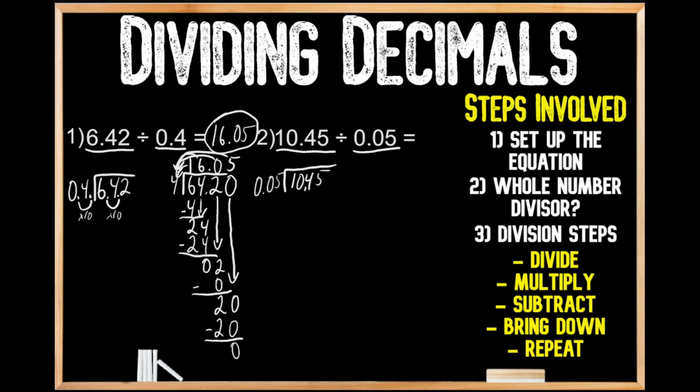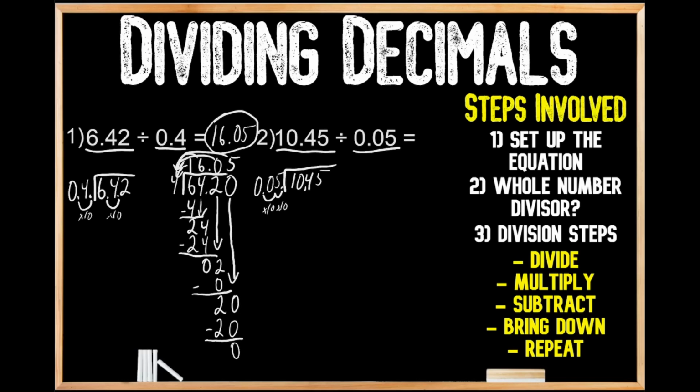And just like we had to do for our first problem, for step number 2, we need to turn our decimal into a whole number. But this time, instead of multiplying it by 10 just once, we need to multiply it by 10 twice because we need to shift the decimal place 2 places over to the right in order to convert this decimal into a whole number. So we're going to multiply by 10 and then by 10 once again. So we have times 10 and times 10.